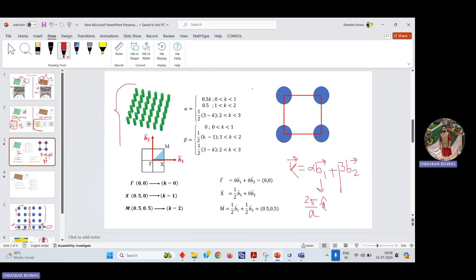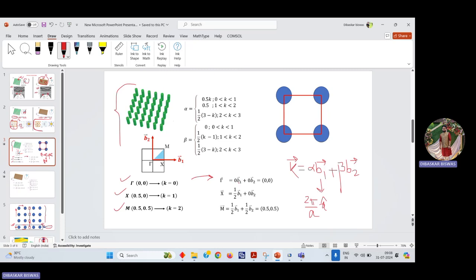You can see this b1 and b2 vector here. This is the Brillouin zone, and these are the b1 and b2 vectors. Gamma is at this origin, so it is 0, 0. X is 0.5, 0, and M is 0.5, 0.5. How these come about, you can see from these equations.